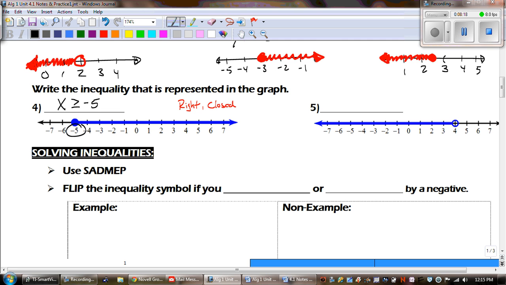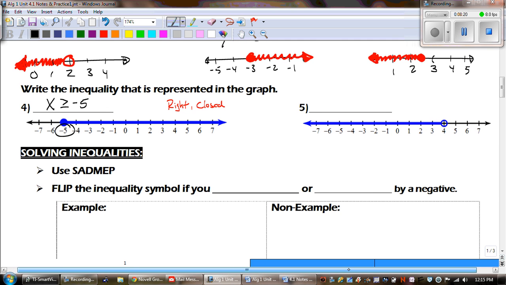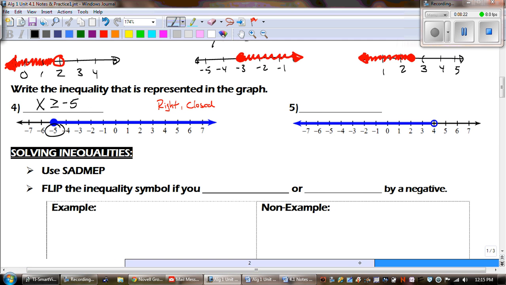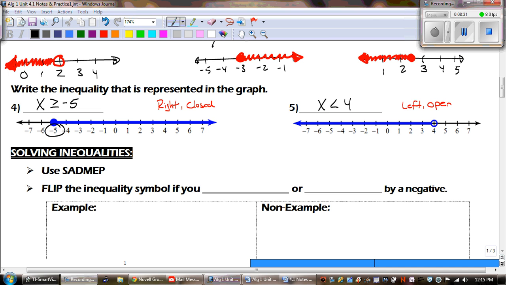-5. Why don't you see if you can do number 5 all on your own. Pause the video and good luck. Okay, so you should have gotten that x is less than 4. All right, we have to shade to the left, and it's open. So that's why it's just is less than.